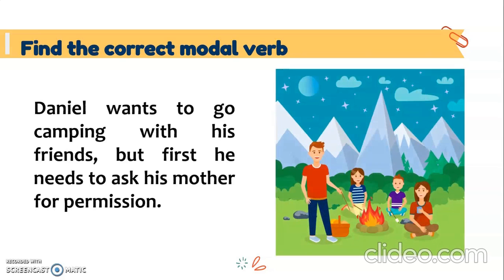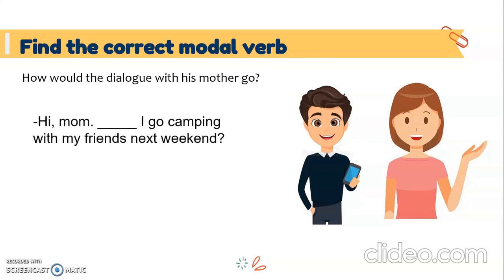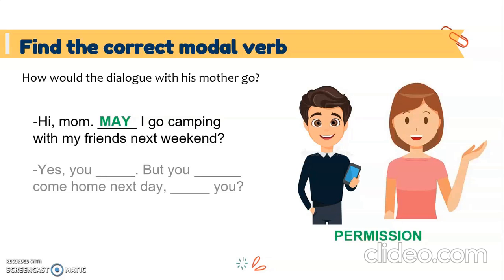Janil wants to go camping with his friends, but first he needs to ask his mother for permission. How would the dialogue with his mother go? Hi, Mom. What would be the correct modal verb? Exactly, may. Why? Because he is asking his mom for permission.